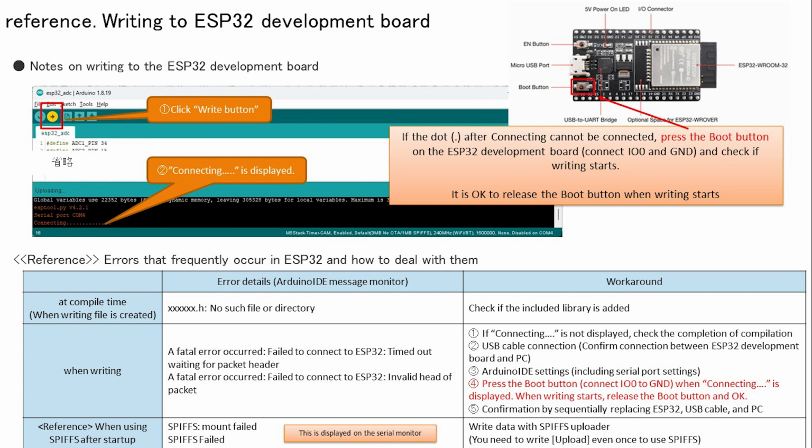If it can connect, it will move on to the next writing, but there are times when dots are displayed many times and it does not proceed from connecting. In this case, keep the boot button pressed while the connecting dots are displayed many times. If the ESP32 is successfully connected, it may proceed to write. There are many cases where writing fails due to this problem, so I will introduce it. For your reference, I also share other errors in the table below.